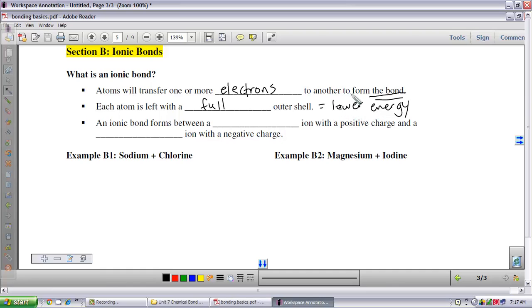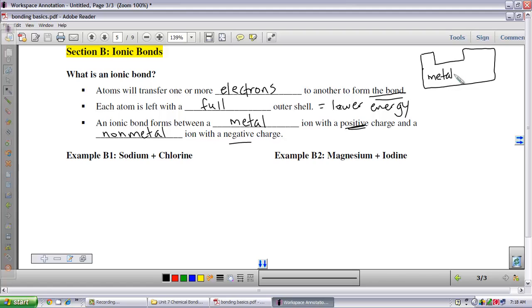Okay, when you have an outer shell, that's what everybody wants to be, like the nobles. And an ionic bond forms between a metal ion that has a positive charge and a non-metal ion that has a negative charge. And if you remember the periodic table, this is a real rough diagram here.